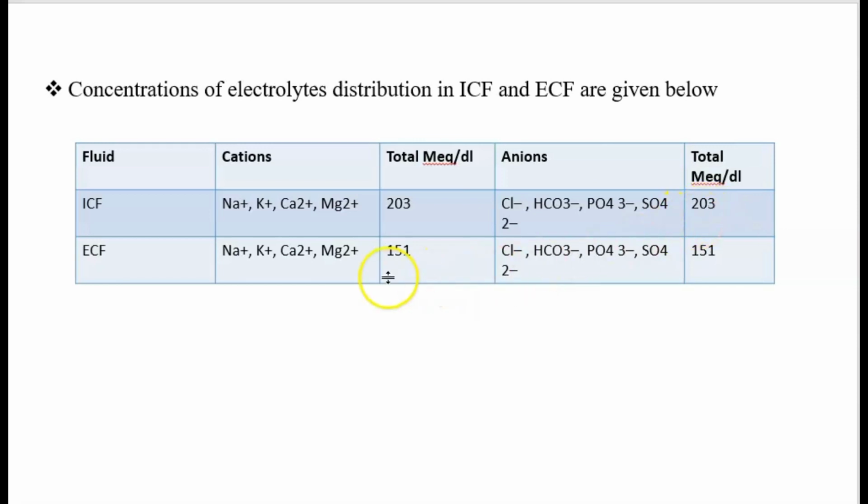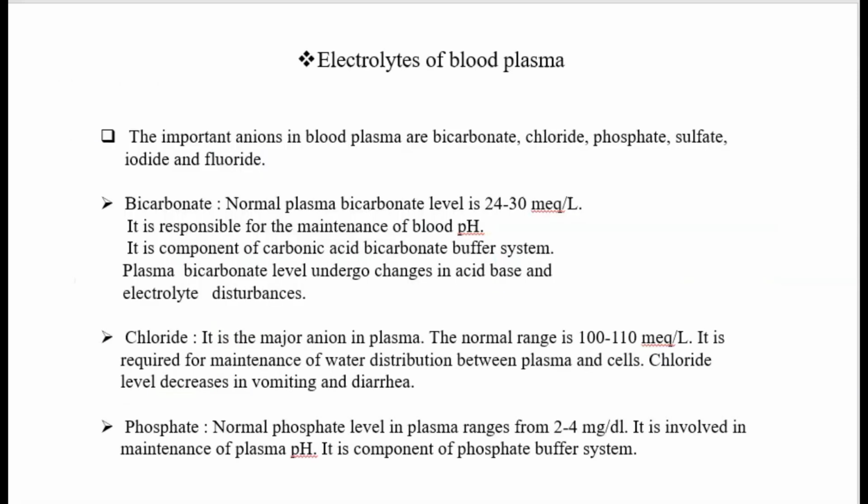Now look at them. With the amount of this cation and anion, the same that are in the intracellular are the same that are in what? Extracellular. But the amount of the range differs. That is what I was explaining to you earlier.